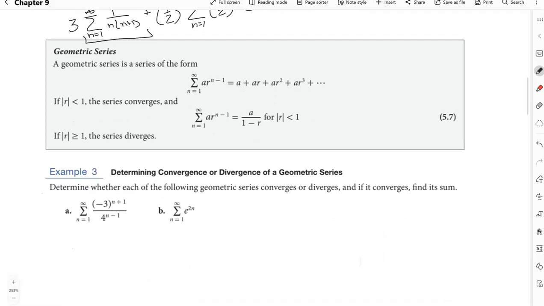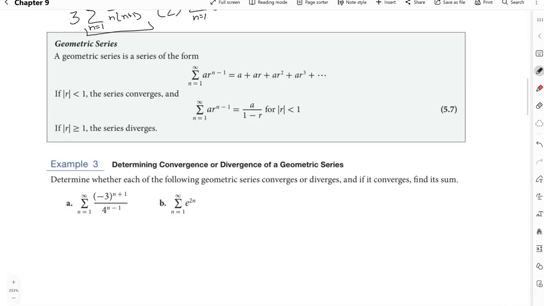That's going to lead us into this idea of a geometric series. So a geometric series is something that we could write in the form of a times r to the n minus 1 when the sum is from 1 to infinity.